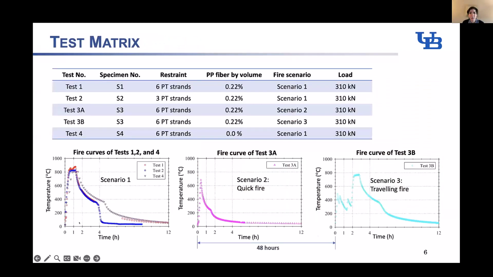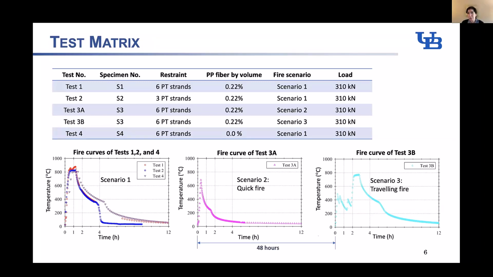Okay, just going to move on. There you go. So overall, here's our test matrix. We had a few tests. Specimen S1, that's the first line, and I will come back to that one later, is the control specimen, which had 6 post-tensioning strands.